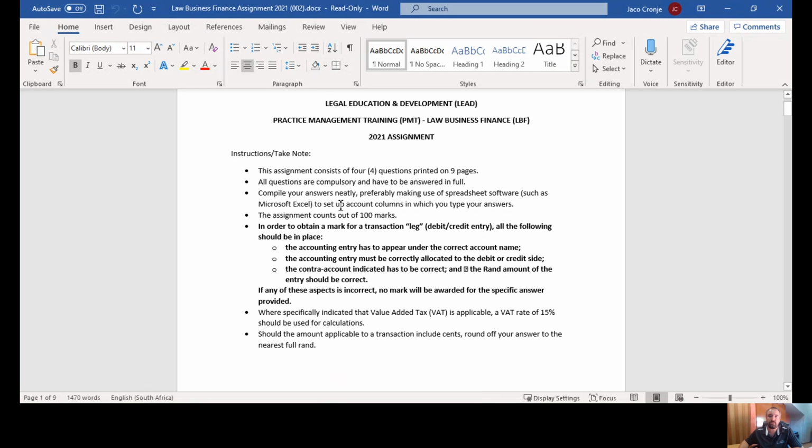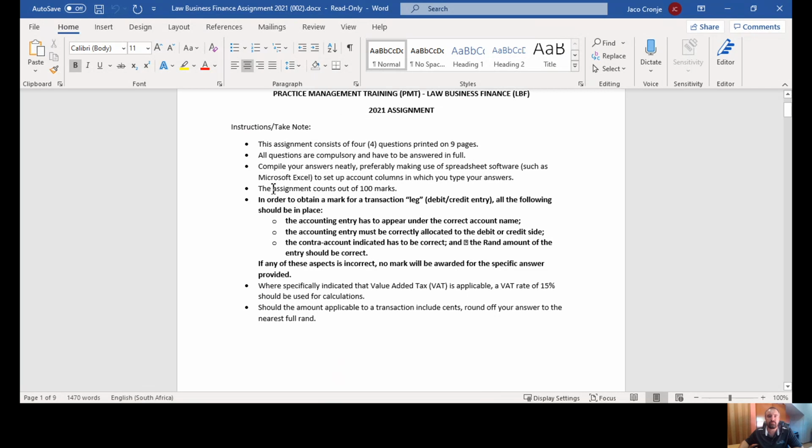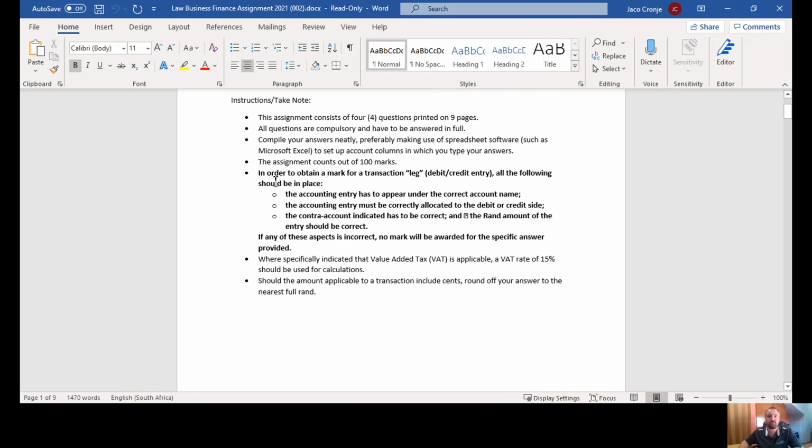Compile it neatly, preferably using spreadsheet software. Yes, Excel would be the best to do it. All the formats that we did throughout the various sections were given in the lecture itself, so you can just stick to those formats. Also remember, whatever software you use, it's compulsory that you convert it to PDF before uploading it. The assignment consists of 100 marks, so you need to get 50 to pass this.